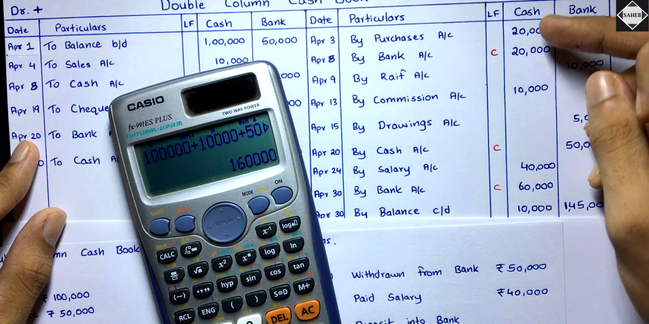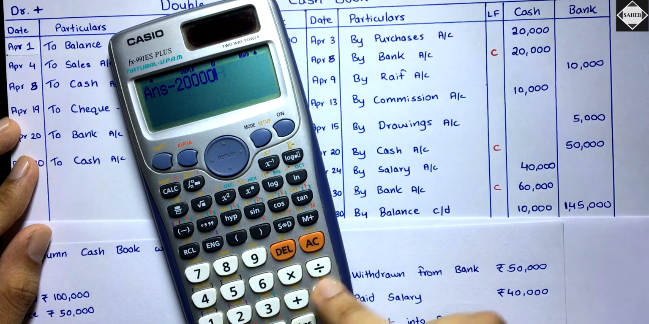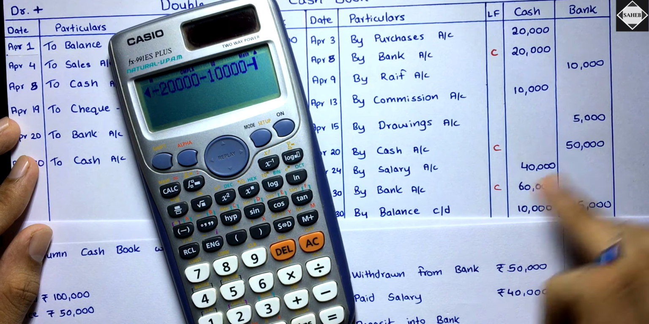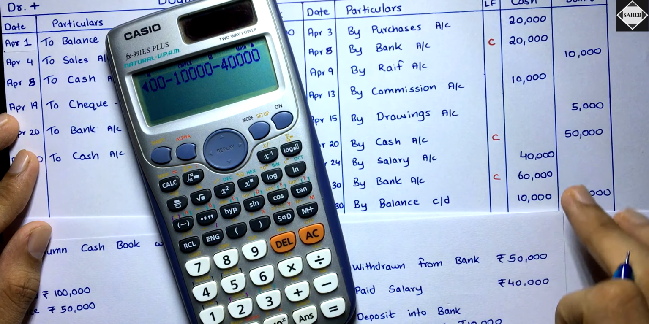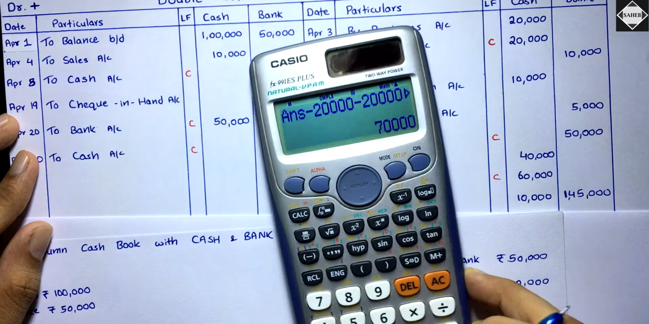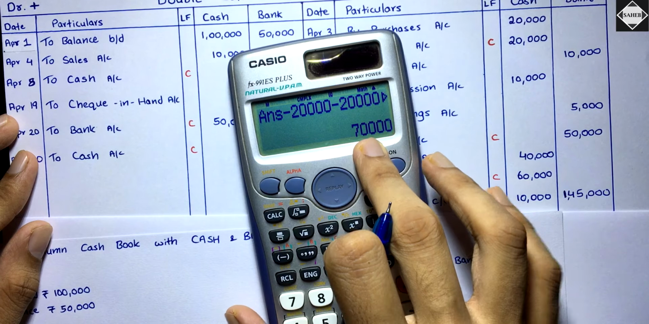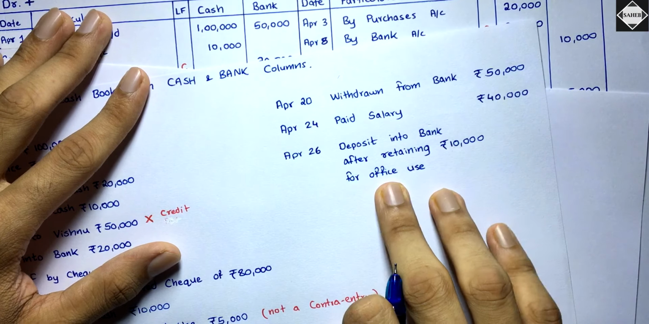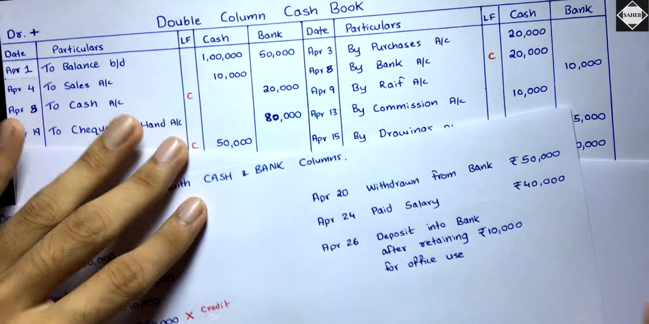Now you have to go on deducting all the payments you have made. So see the payments over here, 160 minus 20,000, minus again 20,000, then again minus commission 10,000, and then salary you paid 40,000, so subtract that, and then what else? Yeah, that's it. So after deducting that, you have 70,000 cash left with you. What the question is saying, keep the 10,000 aside and remaining out of that 70,000, just deposit that into the bank.